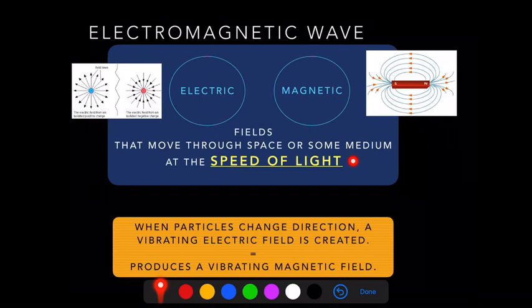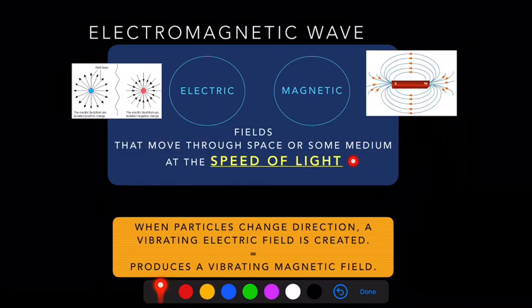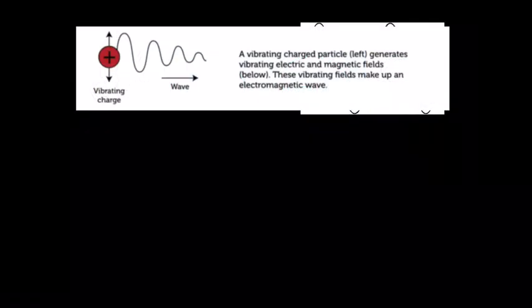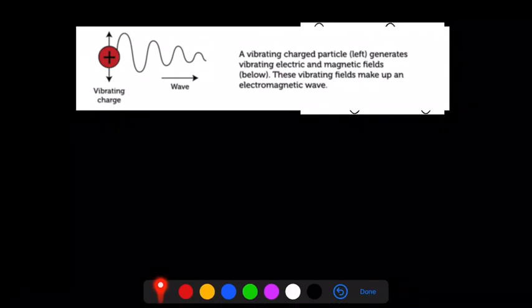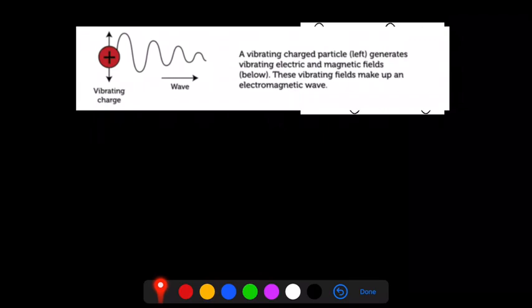Electromagnetic waves begin when an electrically charged particle vibrates. When a charged particle vibrates, it causes the electric field surrounding it to vibrate as well. A vibrating electric field, in turn, creates a vibrating magnetic field. And the two would combine to create the electromagnetic wave, just as I said before, okay? A vibrating charged particle, which is just here at the left, generates vibrating electric and magnetic fields that we'll just see right now. These vibrating fields make up an electromagnetic wave.